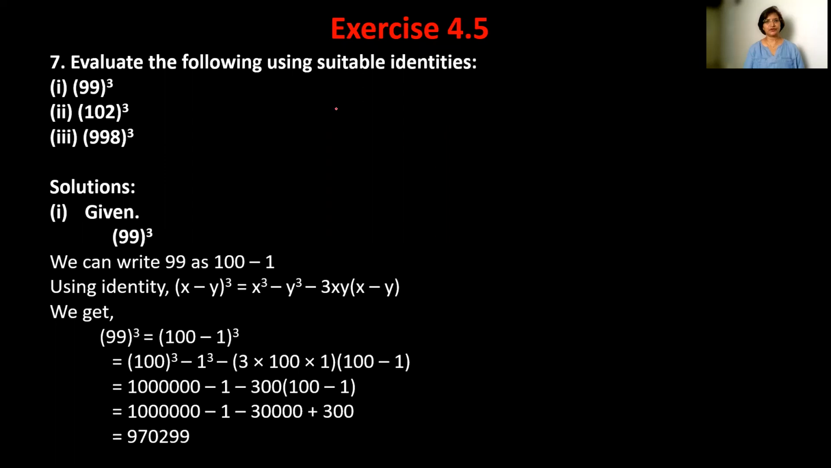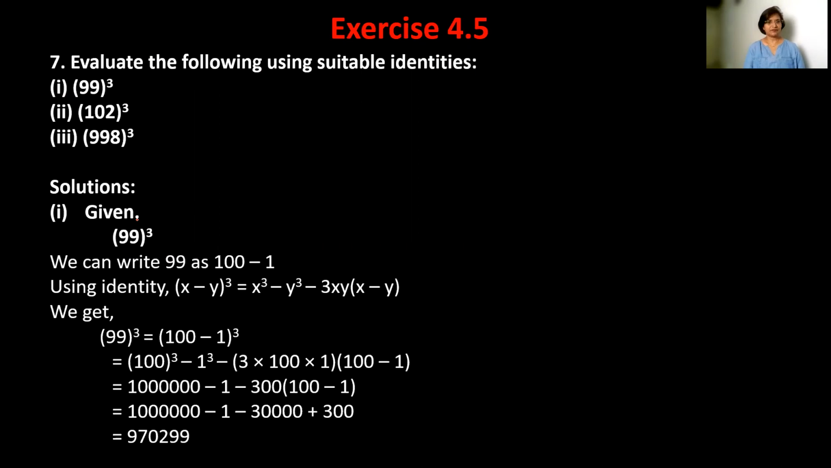In this video, I will cover some more problems related to factorization of polynomials. So here in exercise 4.5, question number 7, it says: evaluate the following using suitable identities. Here are some numbers in cubic form, and we have to evaluate these not simply by using number multiplication, but by using algebraic identities, right?